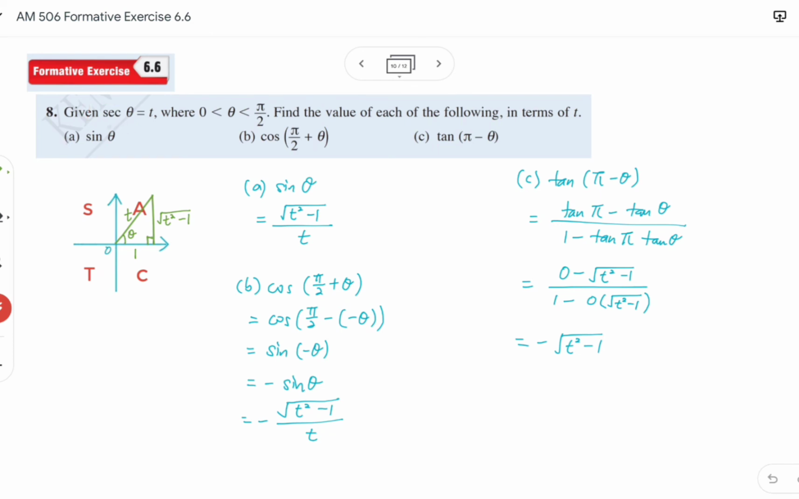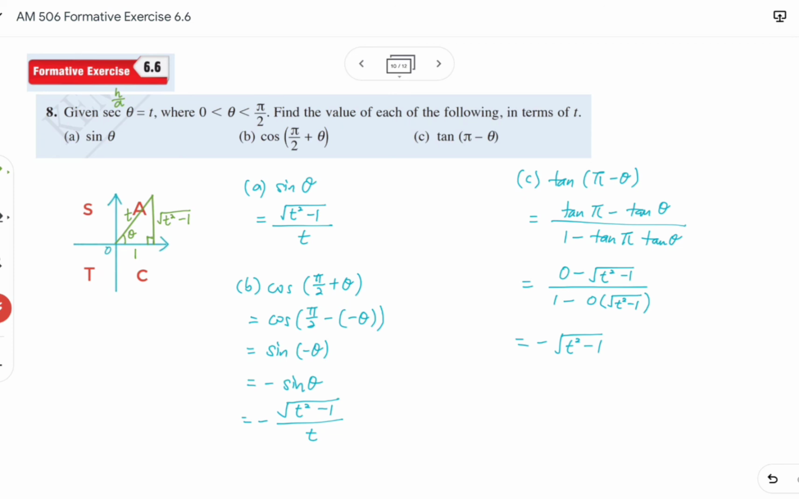Okay, with secant theta equals t, which is hypotenuse over adjacent, 1 over cosine, right? So hypotenuse is t and the adjacent is 1. That's how we get our t and 1. Alright, and we'll get the third side, which is the opposite of theta, square root of t squared minus 1.